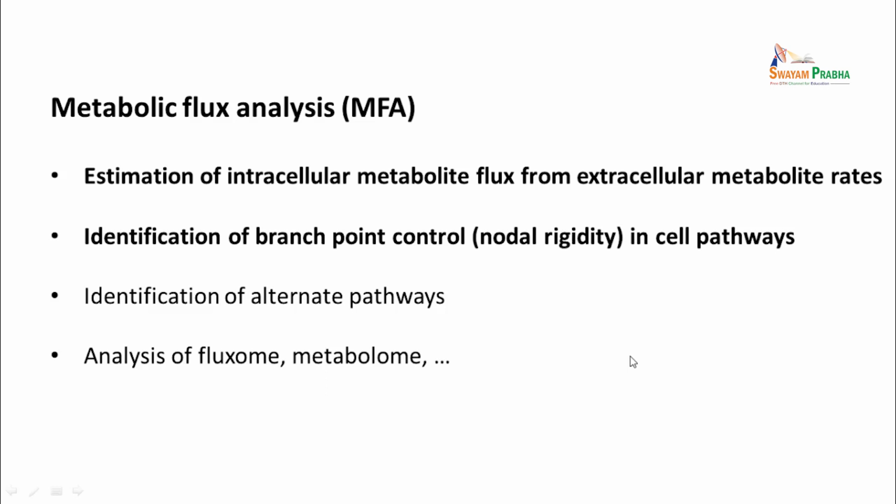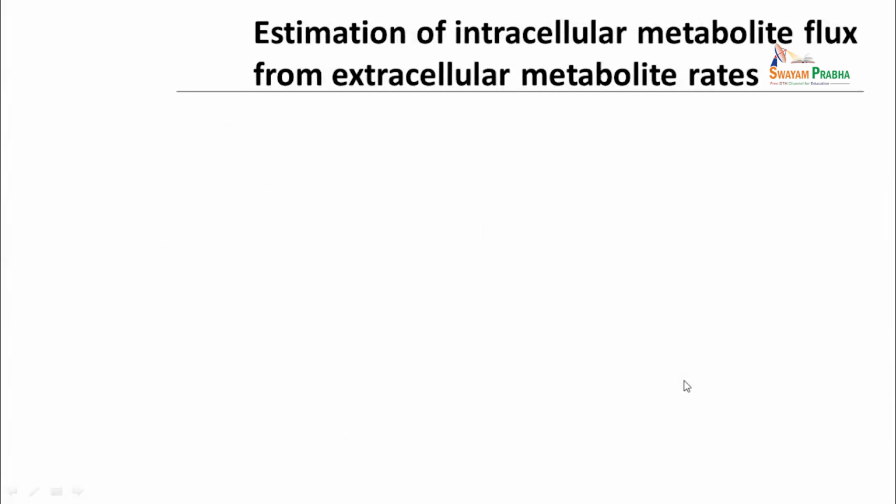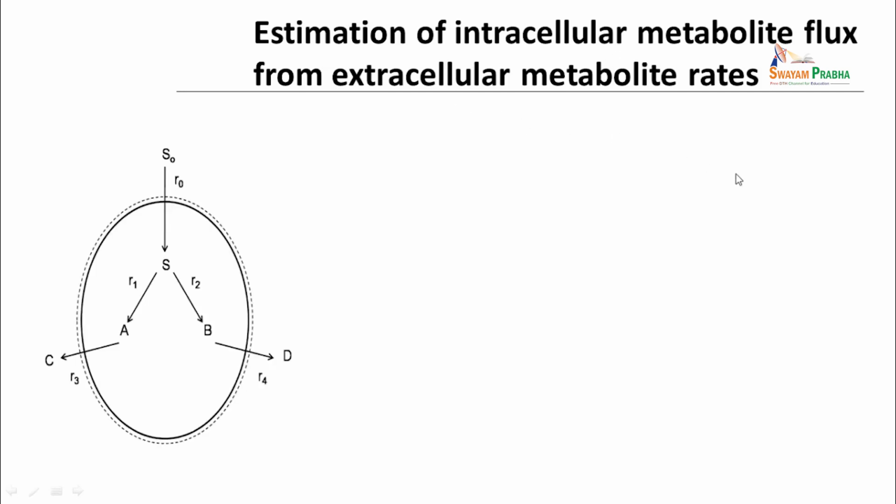Ome is nothing but a complete collection of everything that happens. A genome, for example, is a complete collection of all the genes in the cell. Fluxome is a complete representation of all the fluxes in the cell, and so on and so forth. Okay. You can analyze that using this approach. We are going to look at only the first two as examples of what can be done with metabolic flux analysis. So let us look at the first thing, estimation of intracellular metabolite flux from extracellular metabolite rates.